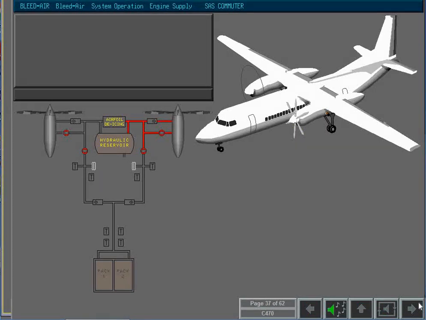Manual engine shutdown also stops the supply of bleed air if the aircraft is below 10,000 feet, the power lever of the operative engine is at takeoff position, and the landing gear is extended.